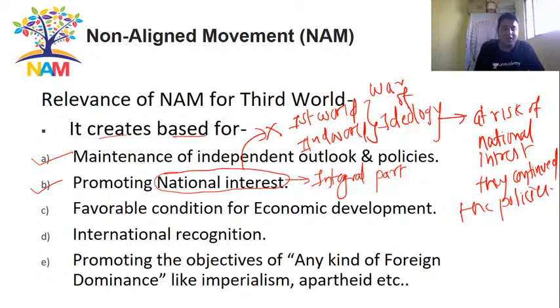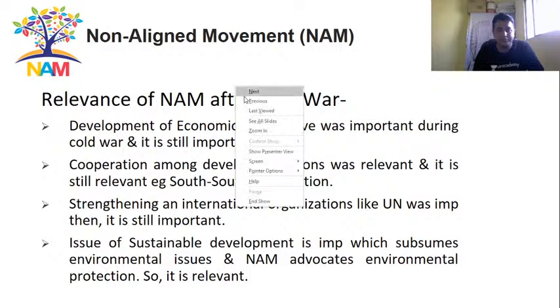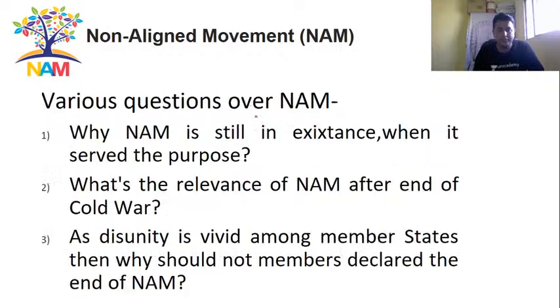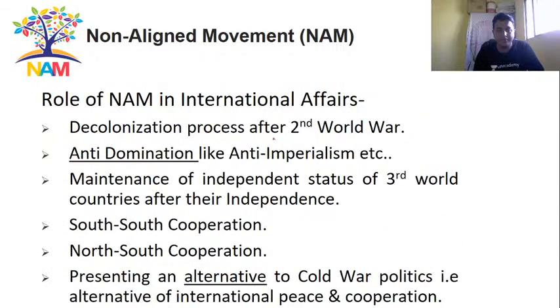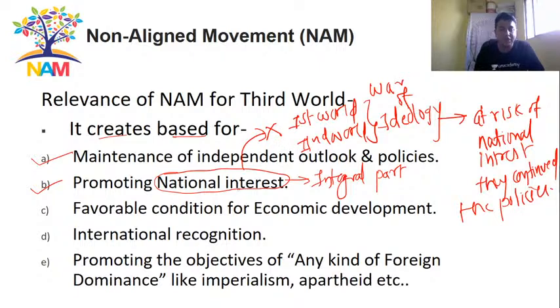So what's the difference between first two worlds and third world? NAM promoted national interest. That's the one thing. Next thing, it created the basis for favorable condition for economic development, and we know how it is so, because NAM promoted peace, and peace leads to prosperity, and prosperity leads to economic growth.